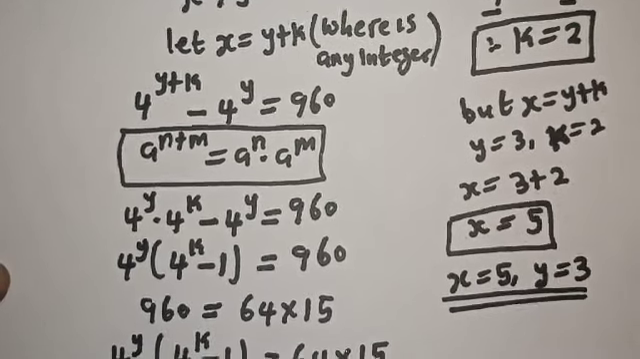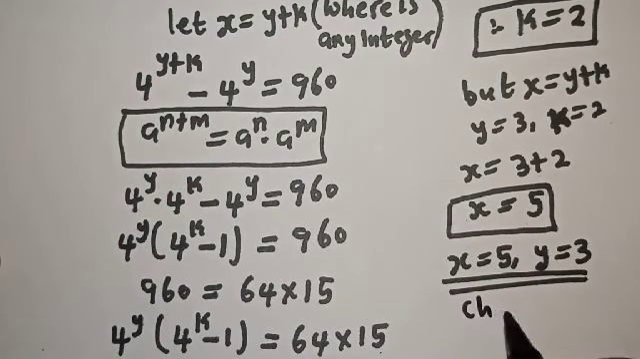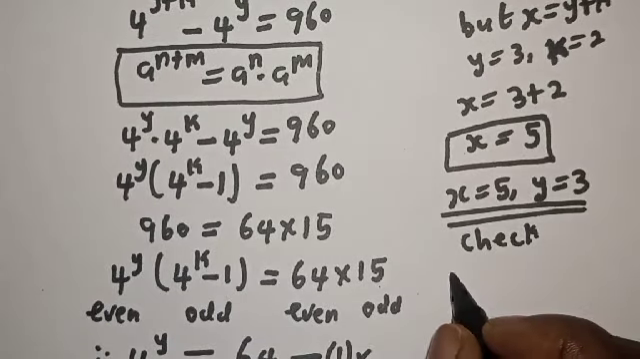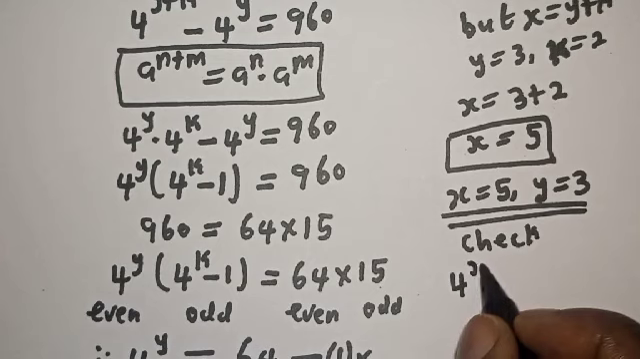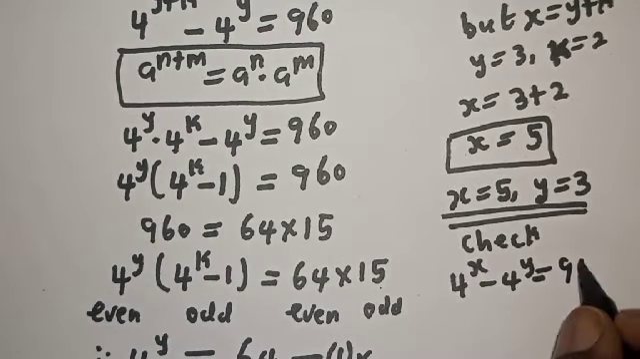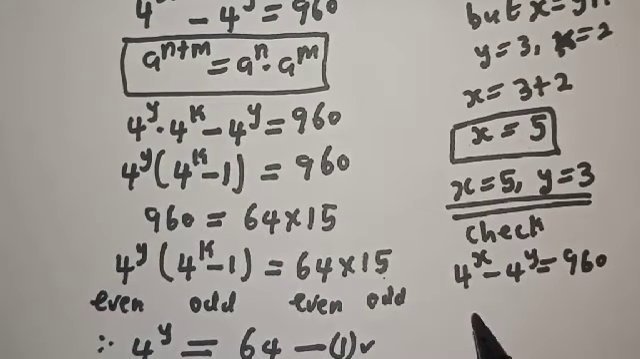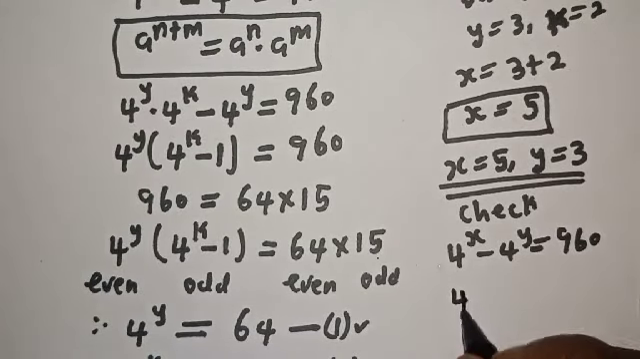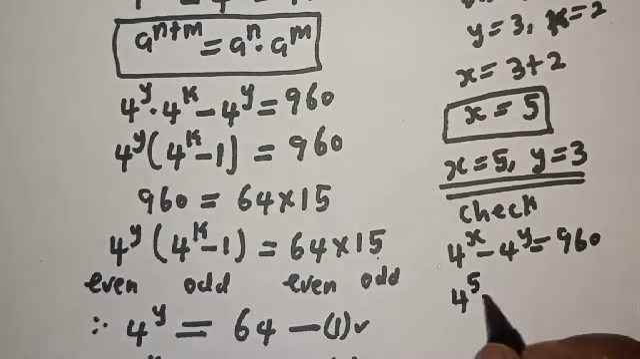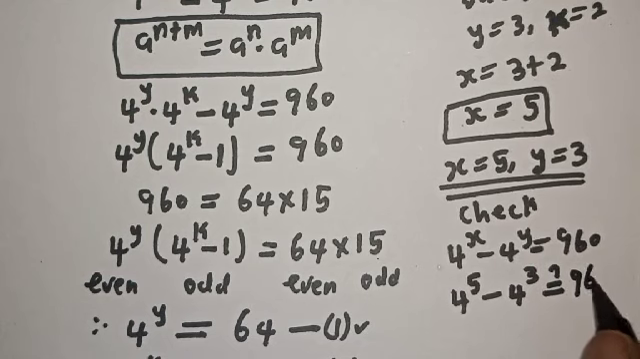We can check to confirm if our answer is right or wrong. Let's check. We have the given equation, 4 raised to power x minus 4 raised to power y is equal to 960. Then when x is equal to 5 and y is equal to 3, we have 4 raised to power 5 minus 4 raised to power 3 must be equal to 960.